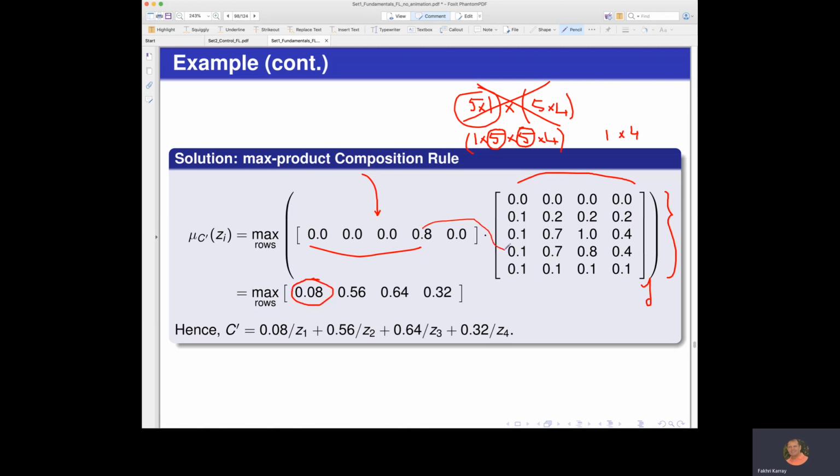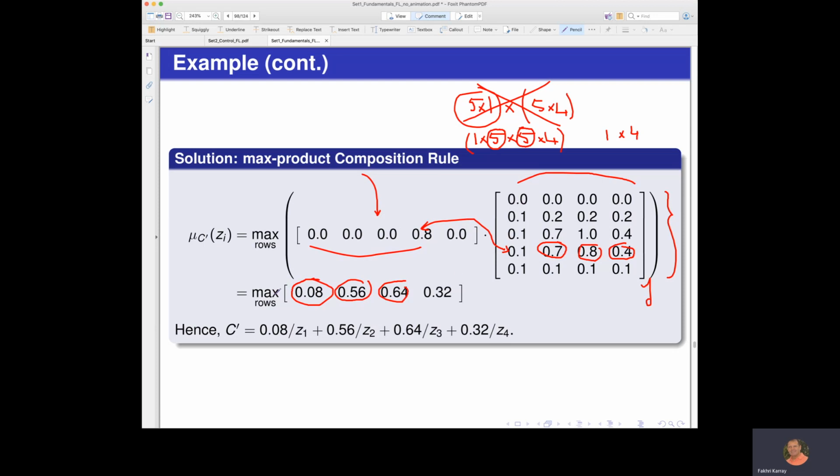This is due to this product of 0.01 times 0.8. So it gives us 0.08. And this element here, 0.56, is 0.8 times 0, this particular element. The same thing for 0.64. It's due to this product of 0.8 times 0.8. And finally 0.32, this times 0.8. So this is how we are composing the system.